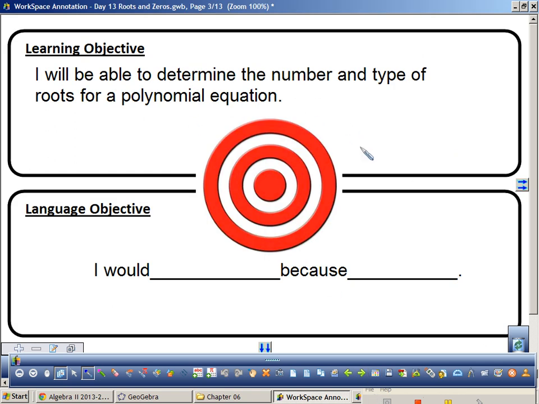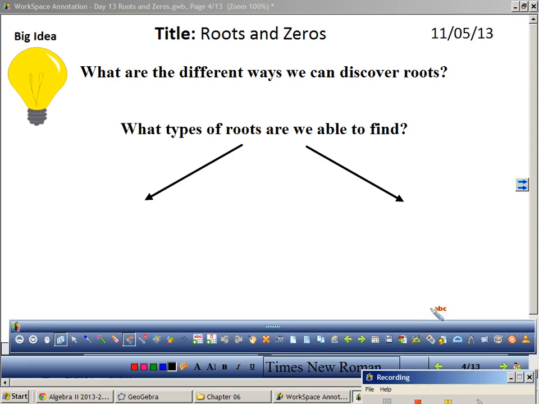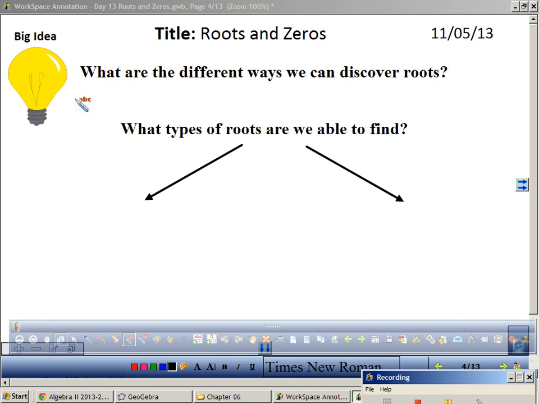All right, I will be able to determine the number and type of roots for a polynomial equation. That's what we're doing today. So go ahead and write this one down as well. Our title today is Roots and Zeros. What are the different ways we can discover roots?